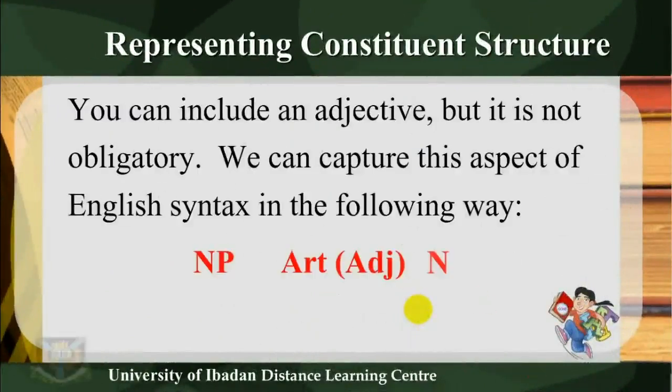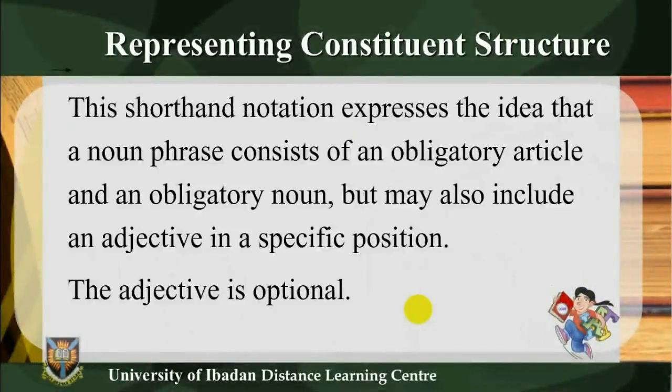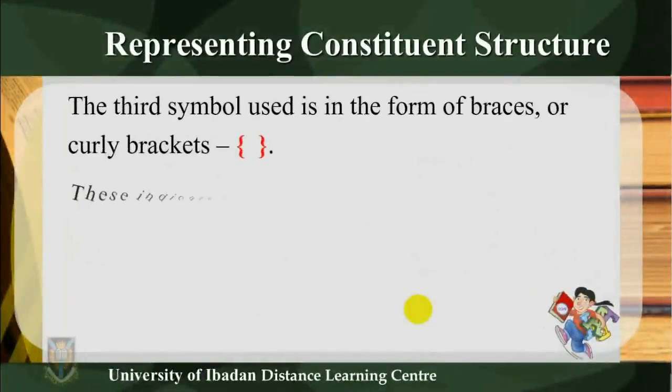We can capture this aspect of English syntax in the following way. NP → Art (Adj) N. This shorthand notation expresses the idea that a noun phrase consists of an obligatory article and an obligatory noun, but may also include an adjective in a specific position. The adjective is optional. The third symbol used is in the form of braces or curly brackets.